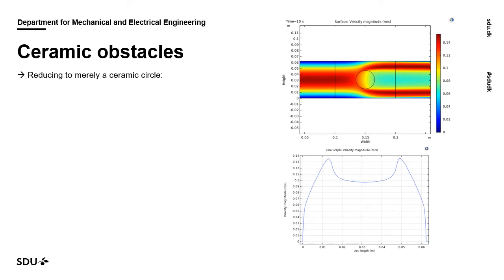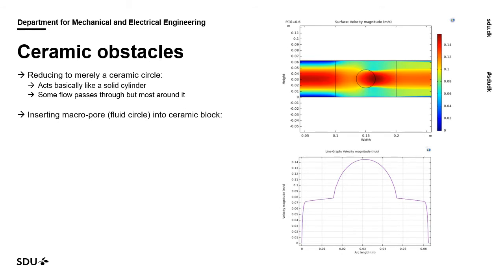So now, looking at the geometry of this, if we reduce the porous part to merely a ceramic circle in the middle here, we see that it basically acts like a solid cylinder. We do get some flow that penetrates, but a lot of it moves around it.